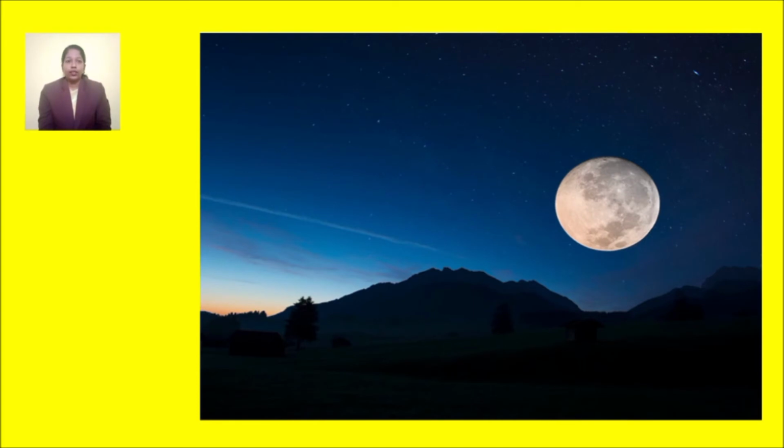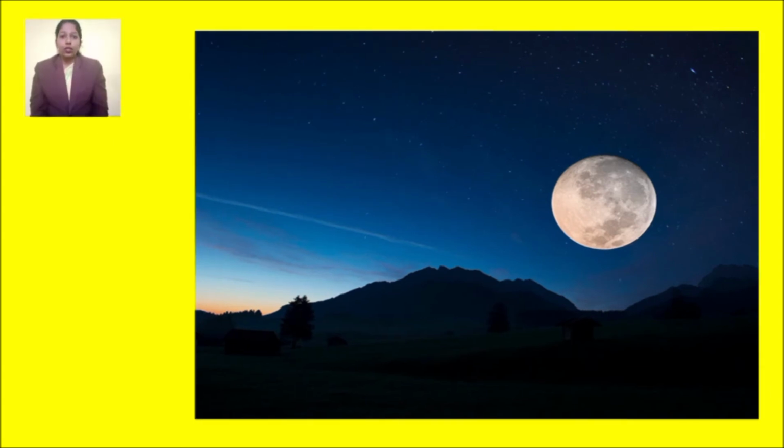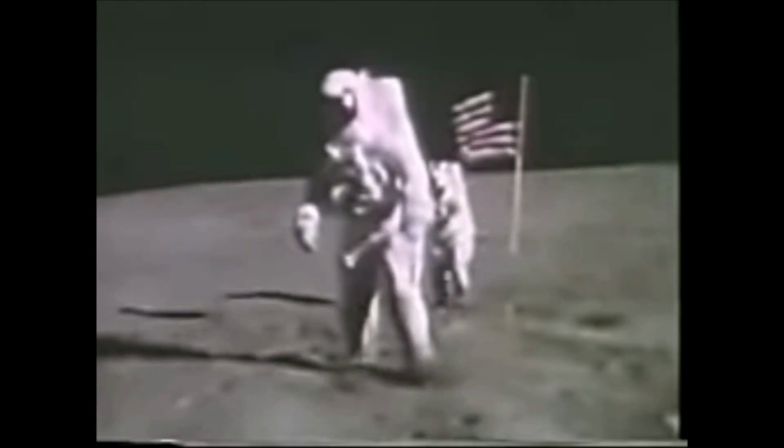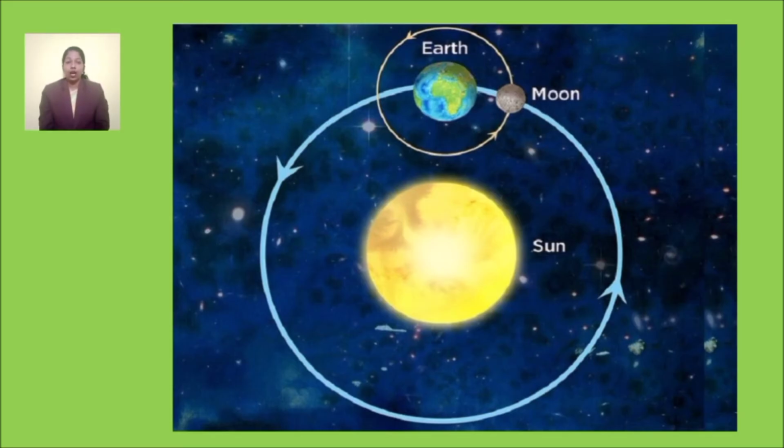It is smaller than the earth, but it looks bigger to us because it is very close to us. Objects weigh less on the moon than on the earth. Because of this, the astronauts who went to the moon could enjoy bouncing around on the moon's surface. Let's see. The moon revolves around the earth, like all the planets revolve around the sun.